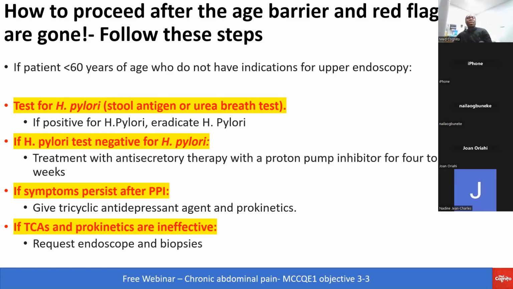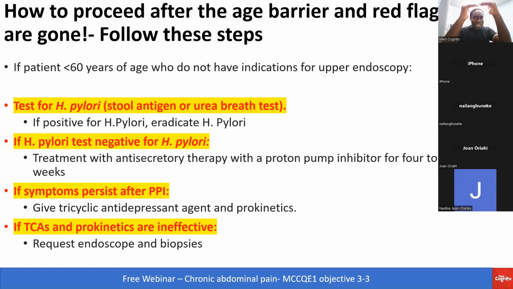Okay? Now, if that patient who is less than 60 years, who did not have any red flag signs, who was H. pylori negative, who you tried proton pump inhibitors on and it still did not help, whom you've tried amitriptyline and metoclopramide, and all those things don't help, then you go on to do a biopsy and an endoscopy. So you see, before you do a biopsy and an endoscopy in somebody who is less than 60 with no red flags, look at what you have to go through. Stepwise approach, please. This exam is a board exam.